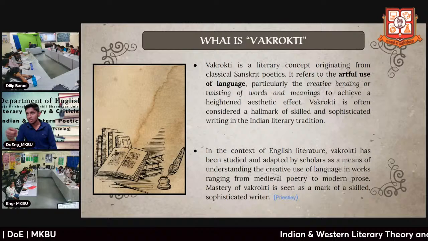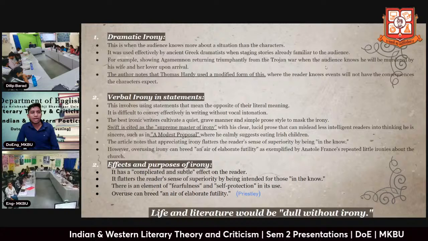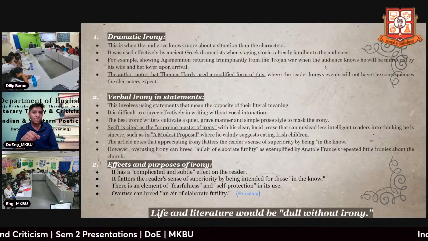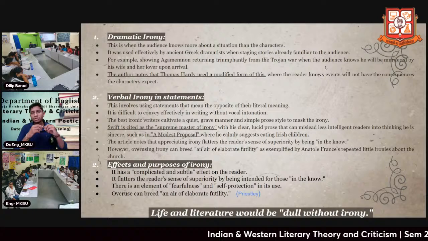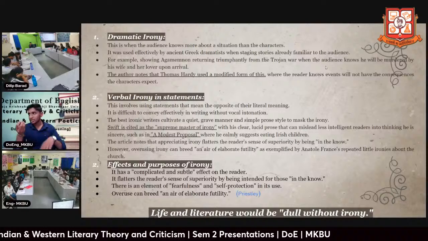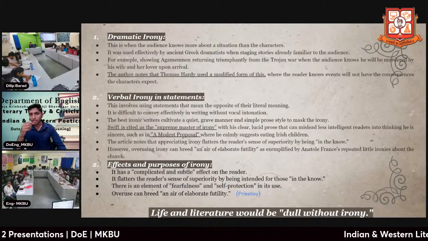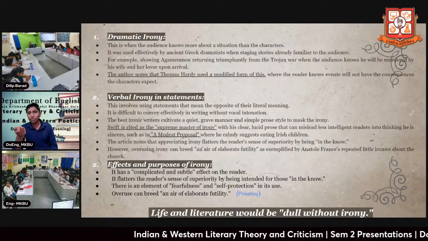There are two types of irony: dramatic irony and verbal irony. Dramatic irony is when the audience knows more about the situation than the character. It was used effectively by ancient Greek dramatists when staging a story already familiar to the audience. For example, Agamemnon. Agamemnon is a great leader of the Greeks, and he leads the Greek army in the Trojan war. Agamemnon returns triumphantly from the Trojan war, when the audience knows he will be murdered by his wife and her lover upon arrival.